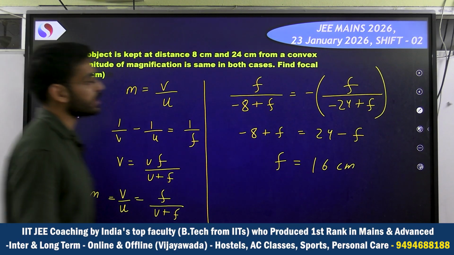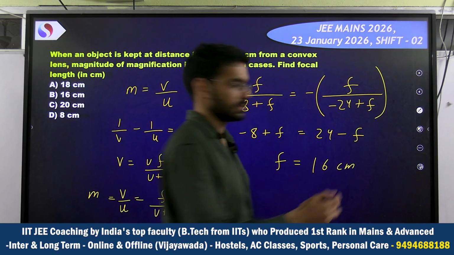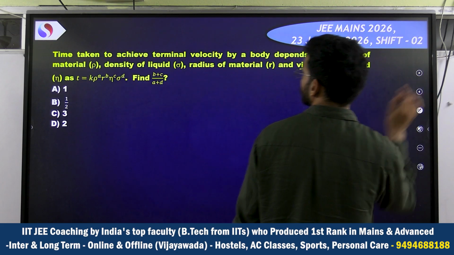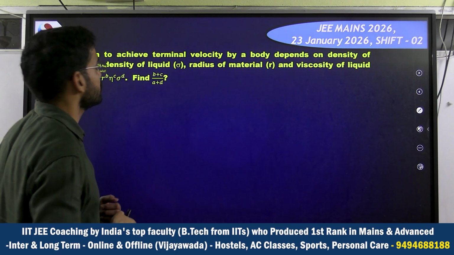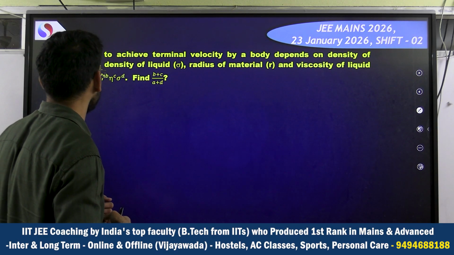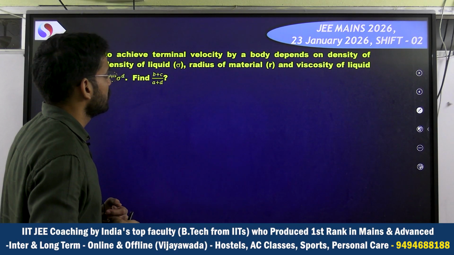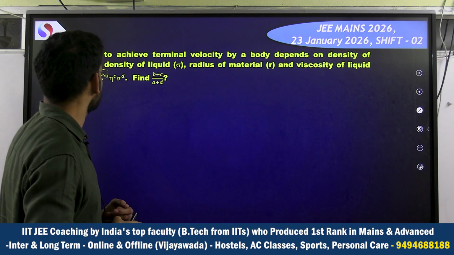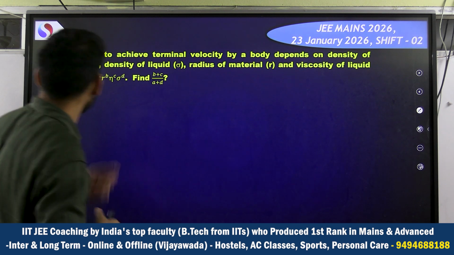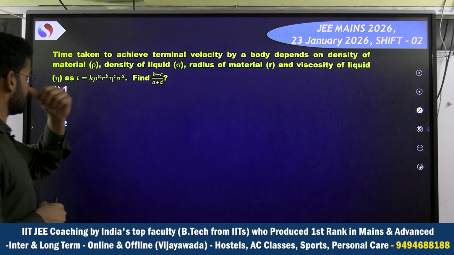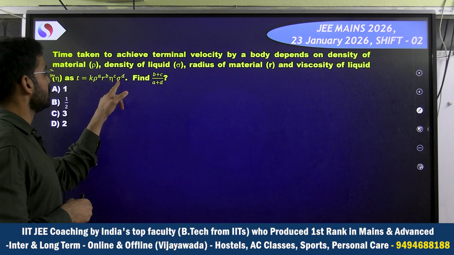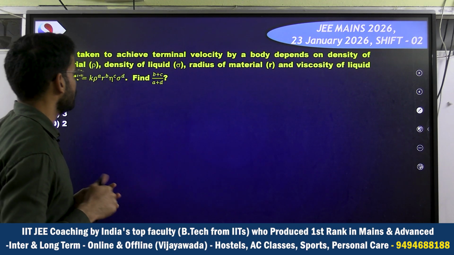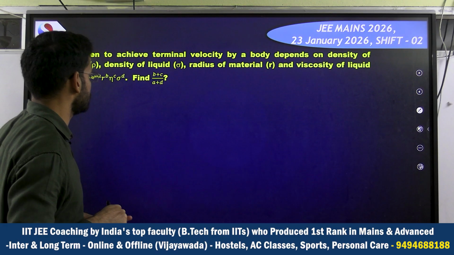That's it. Next we have: the time taken to achieve terminal velocity by a body depends on the density of the material rho, the density of the liquid sigma, the radius of the material r, and the viscosity of the liquid eta. So time depends upon this. He says t equals k into rho to the power a, r to the power b, eta to the power c, and sigma to the power d. Then find b plus c divided by a plus d.